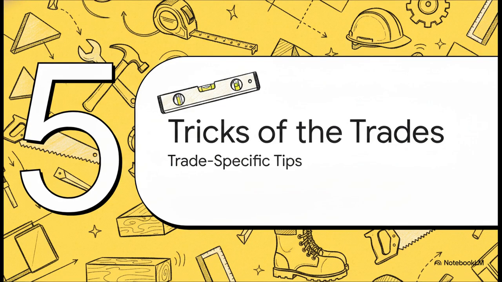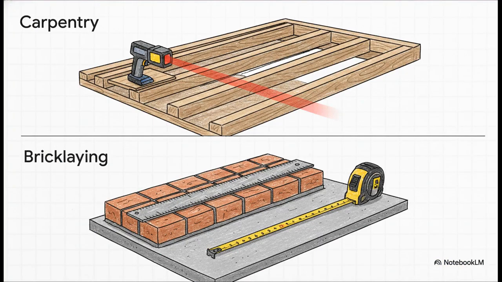All right, let's get into Section 5, Tricks of the Trades. Okay, if you're training in carpentry, your pro tip is to utilize those laser distance measures to grab internal room dimensions for your wall setouts or when you're figuring out subfloor framing. It literally saves a ton of time.